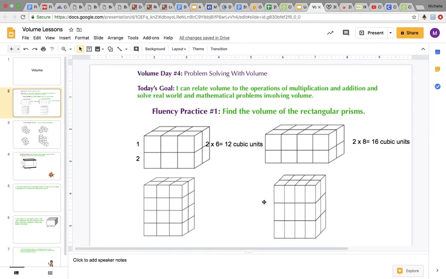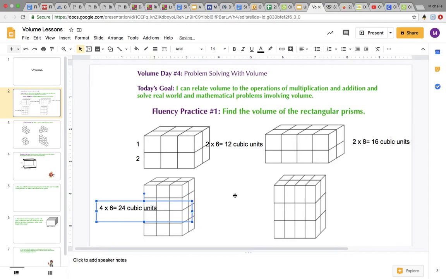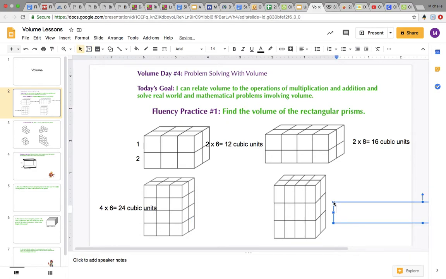Moving down to the bottom 2, we've got 1, 2, 3, 4 layers times 1, 2, 4, 6 boxes in each. So I'm going to get 24 cubic units. And our last one over here, we've got 1, 2, 3 layers. So we're going to do 3 times 2, 4, 6, 8 boxes in each layer, and we are going to get 24 cubic units. Awesome job, guys.